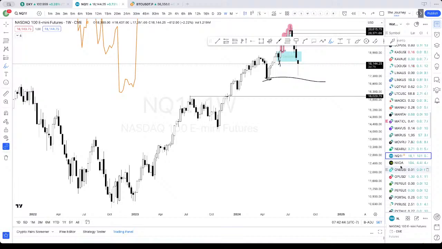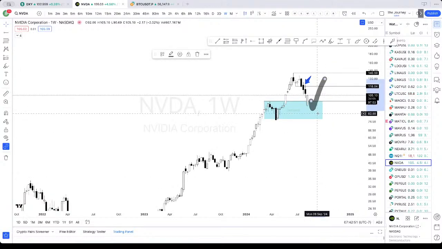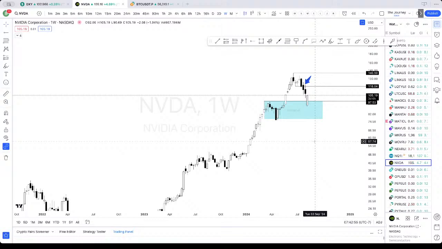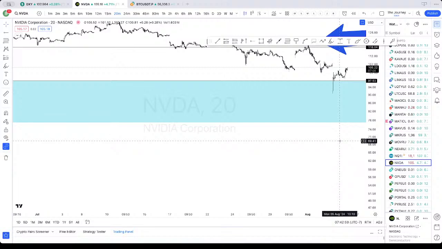Cool. Nvidia finally went back down into the place where I was saying months ago. I'm like, man, if Nvidia ever went down in there, I would long the piss out of that. Yeah, well, it did it. It looks like it's kind of bouncing up out of there, huh? Yeah, closing that gap. Cool.